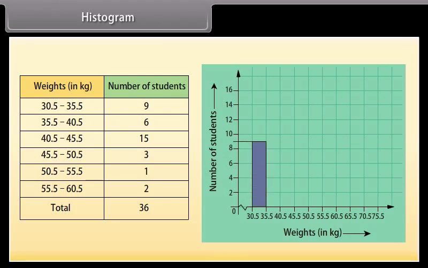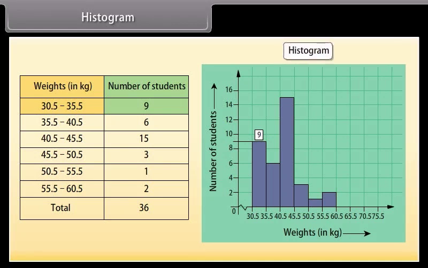Let us now draw the rectangle for the class interval 30.5 minus 35.5 of length 9 cm. Similarly, we draw the other rectangles. This is called a histogram.